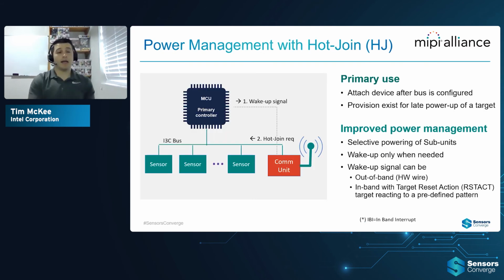Hot join. This is power management. You may be familiar with the term hot join. Of course, what this really is, is adding a device in an already powered up system. So attaching a device after the bus is configured. But another use case is maybe if you have a device that is slow to power up too. Hot join allows this all to happen.